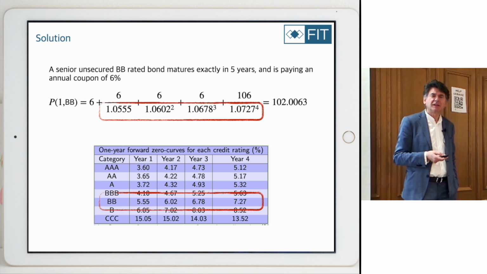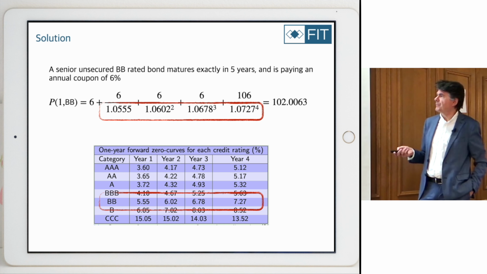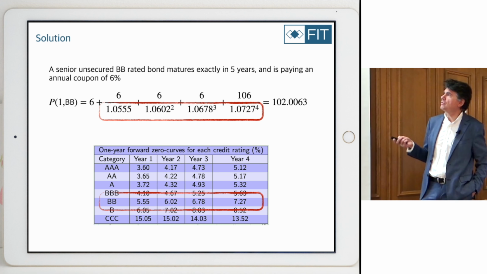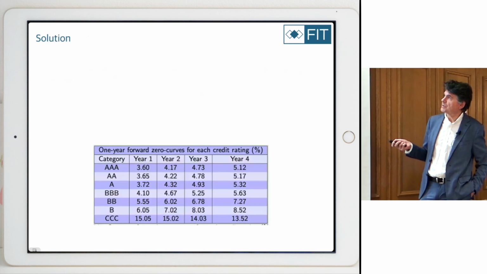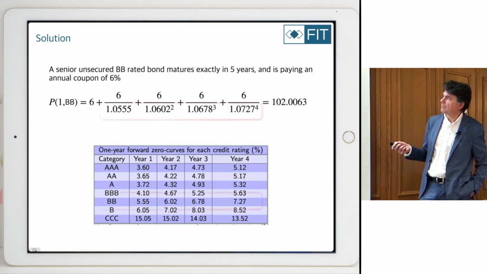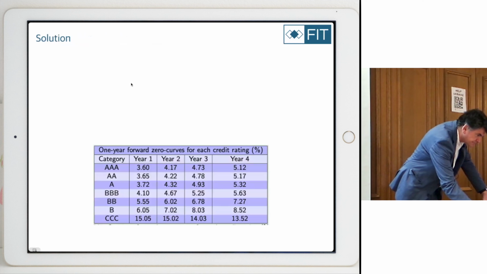So based on the calculation, shouldn't the numbers be spot rates instead of forward rates? No, because I'm asked to do the value of the... Let me just go back to the question. I have to go back to the previous one. It's faster.